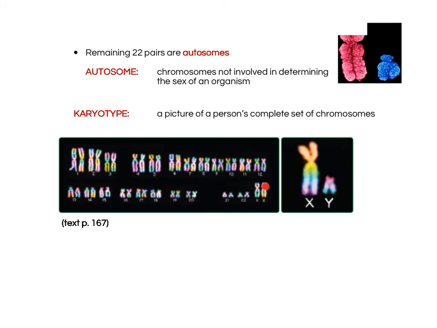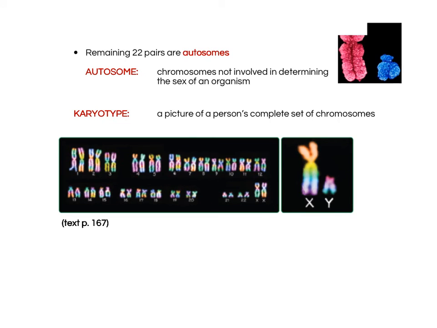If this last 23rd pair looked like this, then that would depict a male. Okay, so now there's some other things that I want you to notice here on this karyotype. How are the chromosomes organized? Well, what I'm hoping that you'll see, aside from the fact that we have our 23rd pair, which determines the sex, I'm hoping that you see that they're organized in order of largest to smallest.